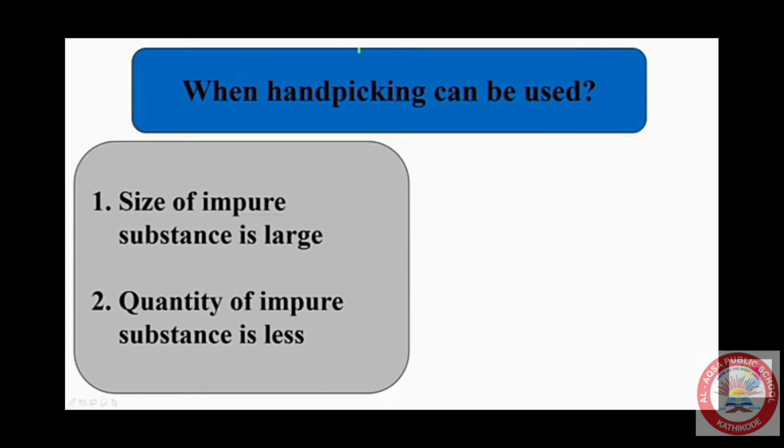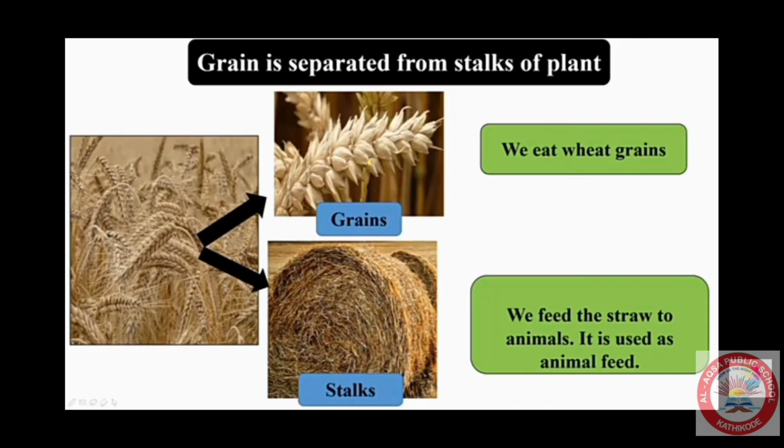So hand picking can be used only in two situations. The first one, the size of the impure substance is large. And the second one, the quantity of the impure substance is less. In these situations, hand picking is a convenient method of separating substances.